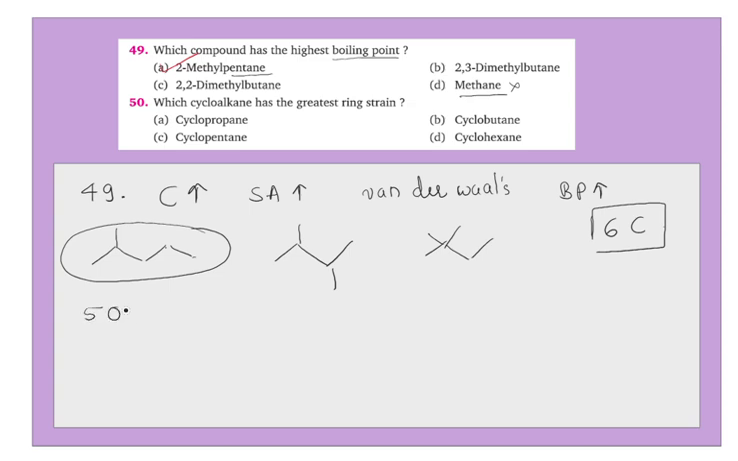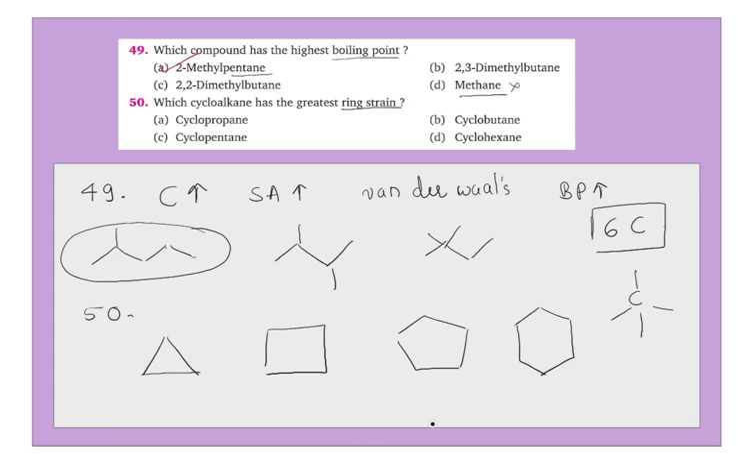Let's move on to question number 50. Which cycloalkane has the greatest ring strain? Cyclopropane, cyclobutane, cyclopentane, cyclohexane. First, let's convert the names to structures. Cyclopropane, cyclobutane, cyclopentane and cyclohexane. What is ring strain? Ring strain is something to do with the bond angle in sp3 hybridized carbon and comparing it with the cyclic structures.